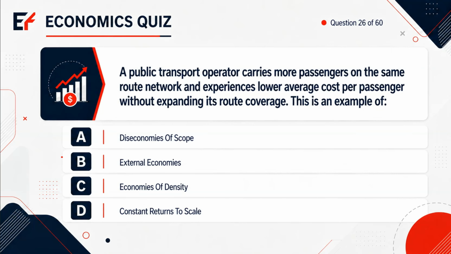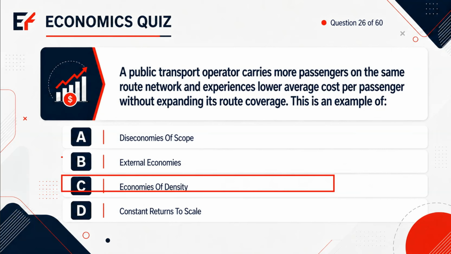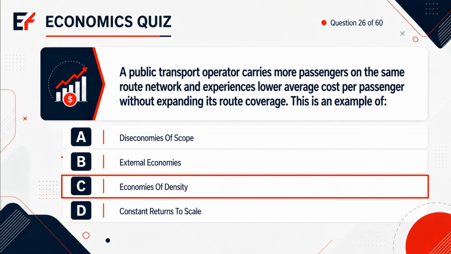This is an example of A. Diseconomies of scope, B. External economies, C. Economies of density, D. Constant returns to scale. The correct answer is C. Let's identify the source of the cost saving.